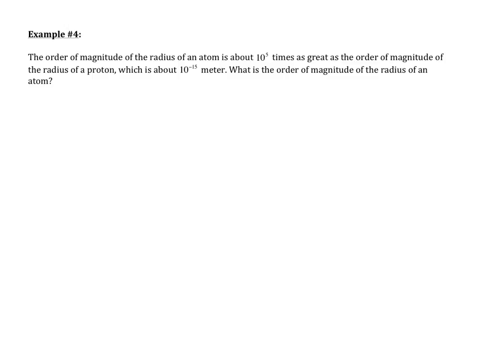So literally this problem says that the radius of an atom is 10 to the 5th times as great as the order of magnitude of the proton, which is 10 to the negative 15th. So we're just going to take the 10 to the 5th and multiply by 10 to the negative 15th.